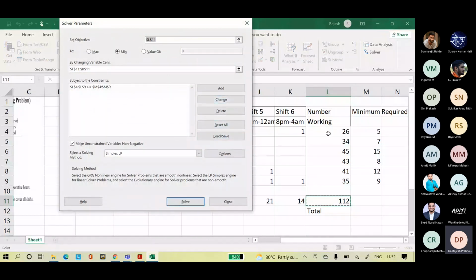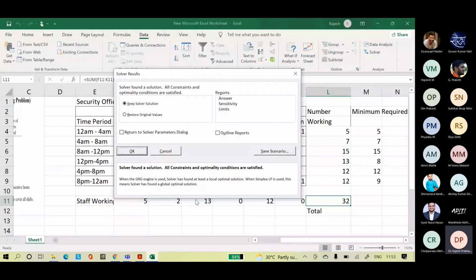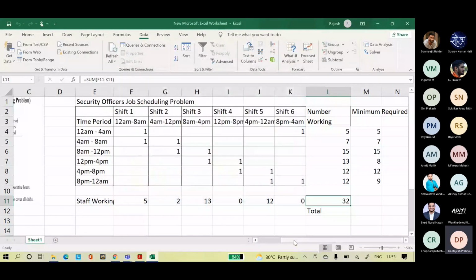So we have added the constraint as number working greater than or equal to minimum required, and changed the programming method to simplex LP. And click on solve. So you got 32.